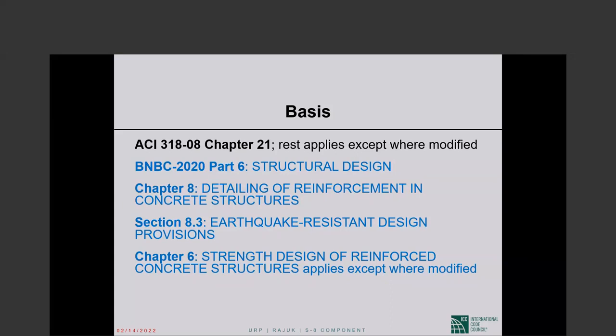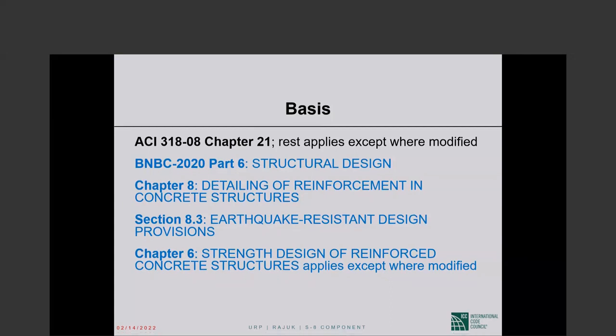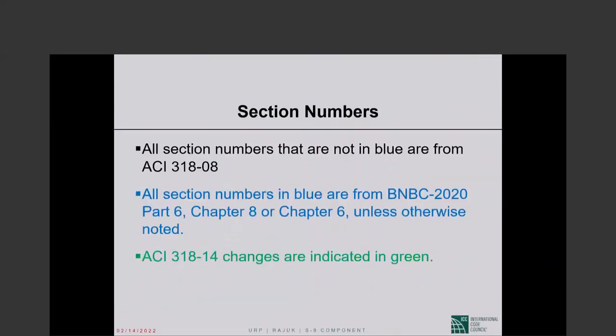And there are cases where chapter 6 provisions have been modified by section 8.3. I do not believe in shear wall detailing you will come across it. No, actually, I take that back. Anyway, okay. So the chapter 6 provisions remain applicable unless specifically modified by section 8.3.